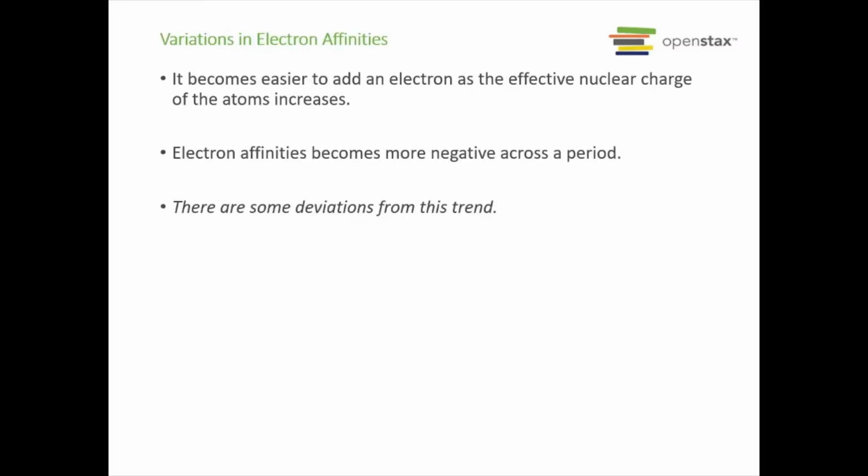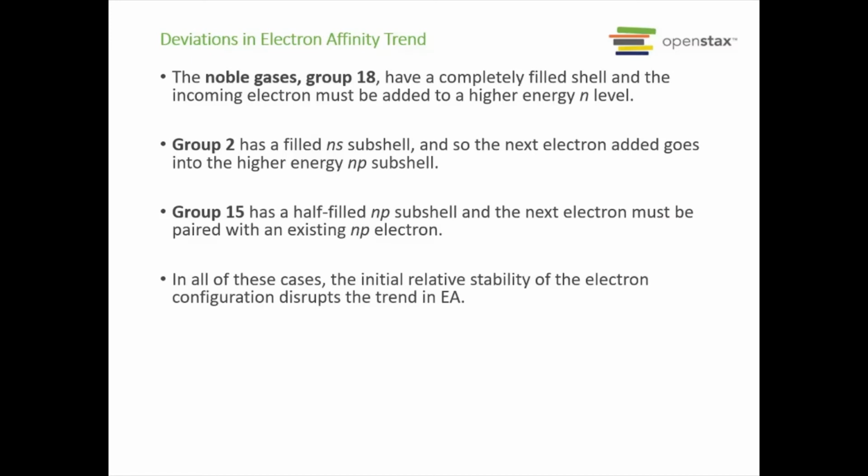As our effective nuclear charge, or Z effective, increases, it's easier to add an electron because we have this higher affinity for the electrons. We have a higher effective positive charge, so then that negative charge is going to be more attracted to it. So electron affinities become more negative across a period, meaning they're higher. They want those electrons, which makes sense. Those are our nonmetals.